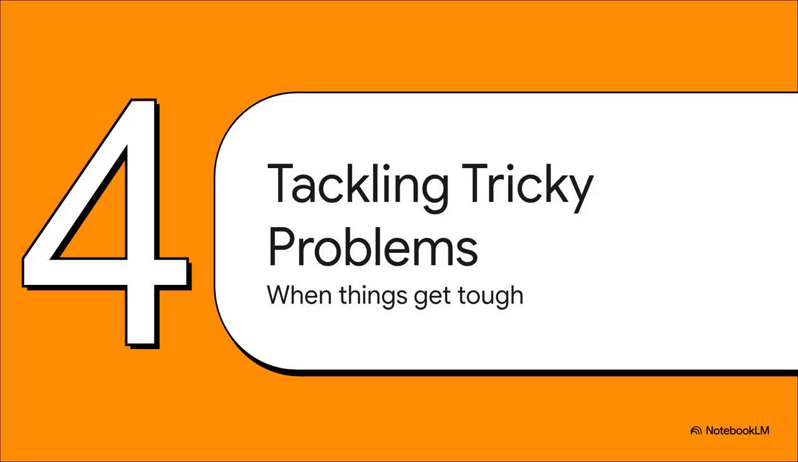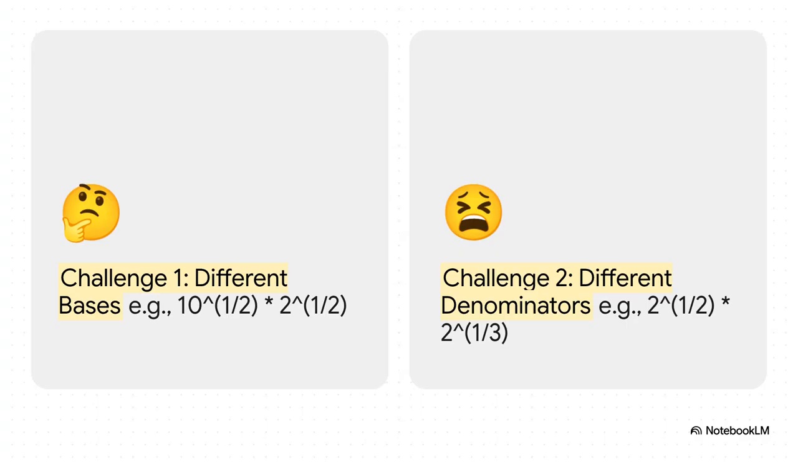All right, we've got the basics down. We know the old rules still work. So let's level up and use what we know to break down some problems that look a little scarier at first glance. Okay, so there are usually two things that trip people up. First, what do you do when the bases are different? And second, what happens when the bases are the same but the fractions in the exponents have different denominators?